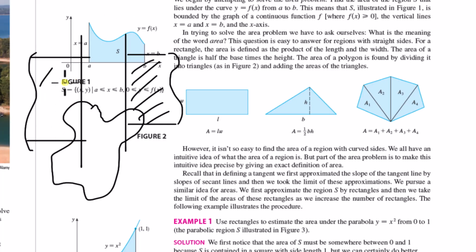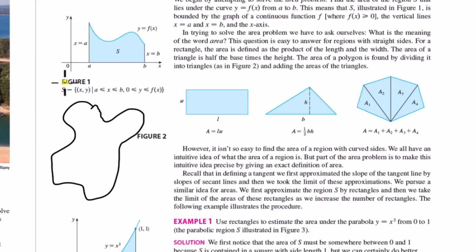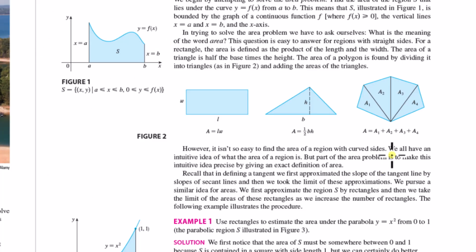So if we can understand how to use calculus, how to use limits to solve a problem like this, then you could just break a problem like this, finding the area of a shape like this, into pieces of problems like this. Okay, so it says, we all have an intuitive idea of what the area of a region is. But part of the area problem is to make this intuitive idea precise by giving an exact definition of area.